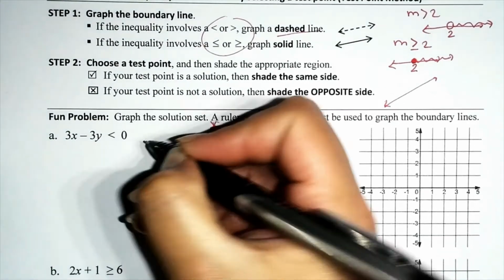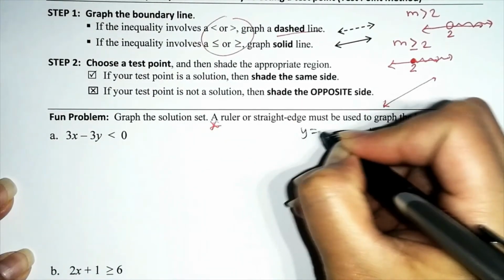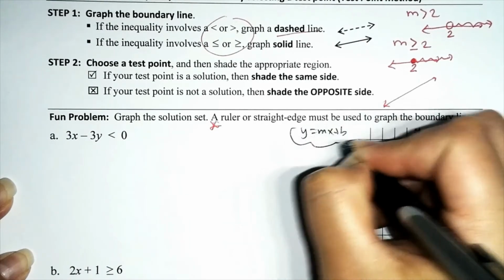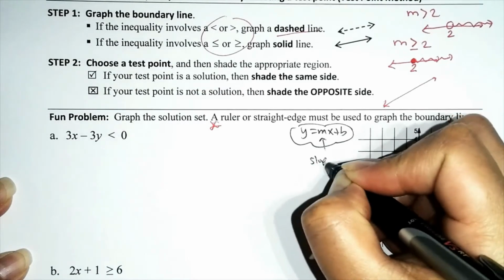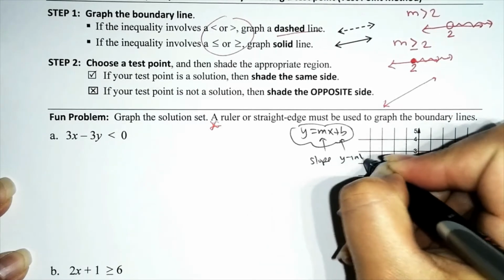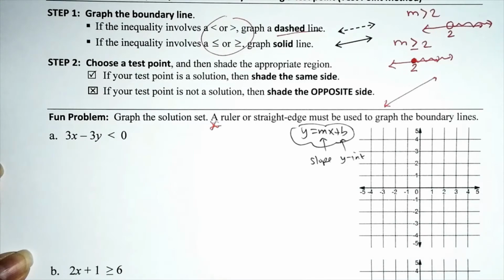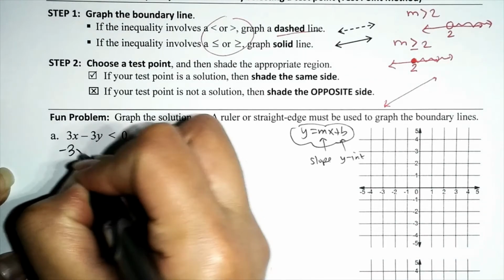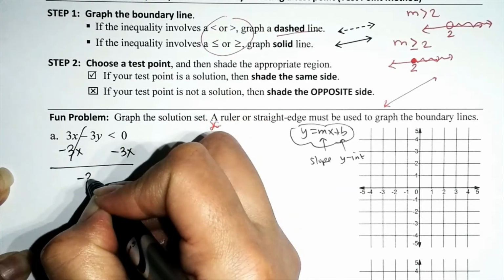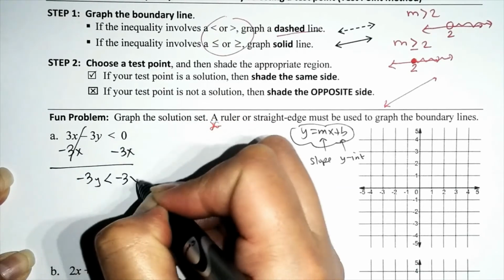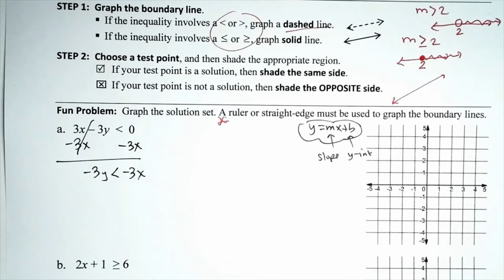So let's put this in slope-intercept form. A gentle reminder, an equation is said to be in slope-intercept form if it looks like this: y equals mx plus b, where m is the slope and b is the y-intercept. Okay, let's solve for y. We will subtract 3x from both sides, and that will leave us with negative 3y is less than negative 3x plus 0, but there's no need to bring down the plus 0.